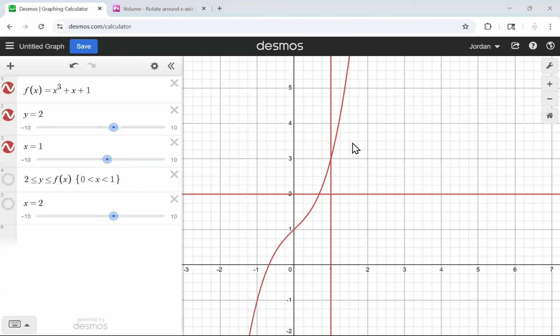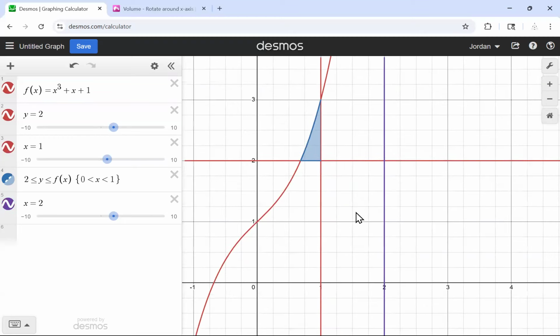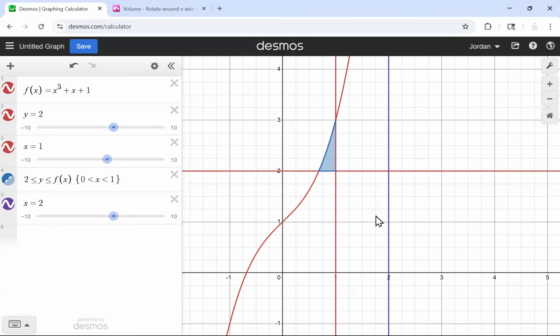Okay, so I've graphed these three curves, the two lines and the x to the third plus x plus 1 curve. When I do that, we see that the region right here is the only closed bounded one. So this little almost triangular shaped region is what we're looking at. This one I've colored in blue. I want to revolve that around the line x equals 2.